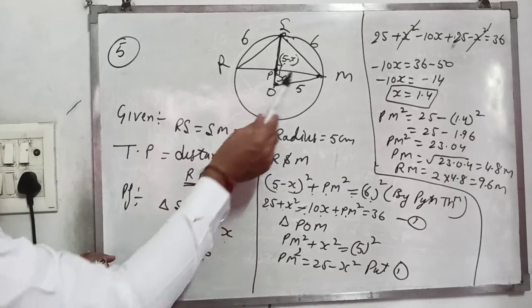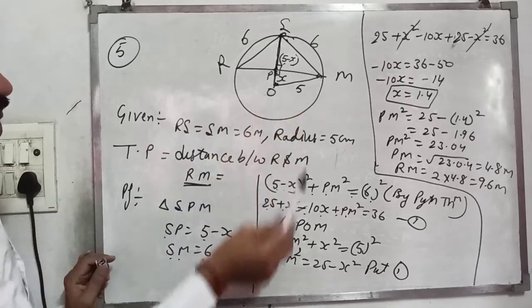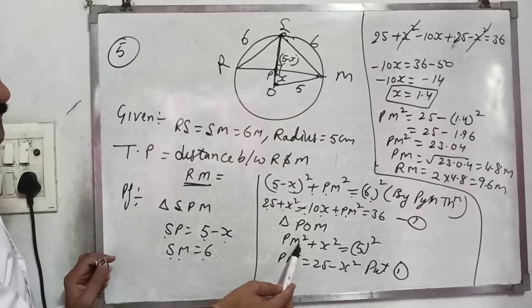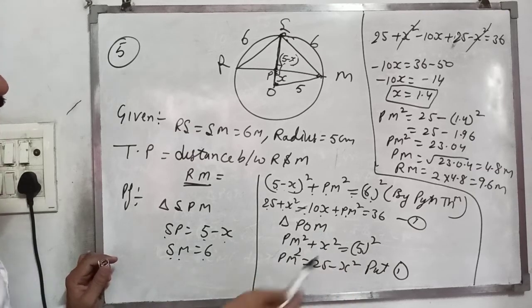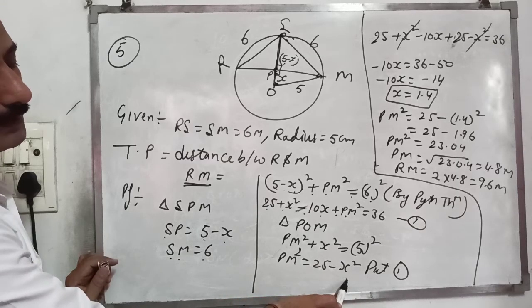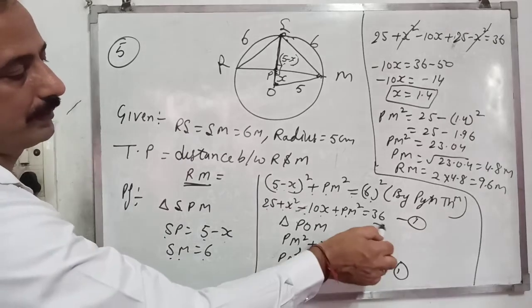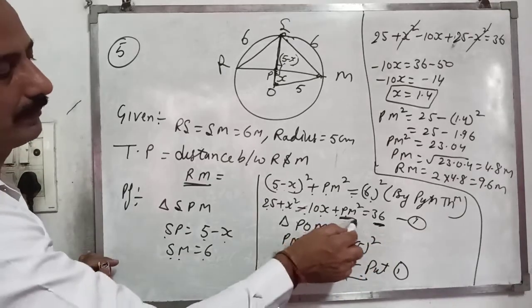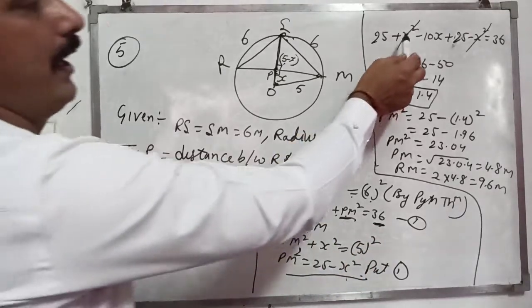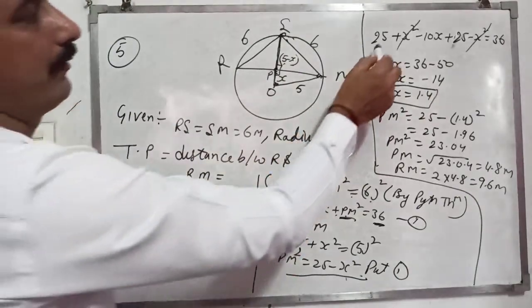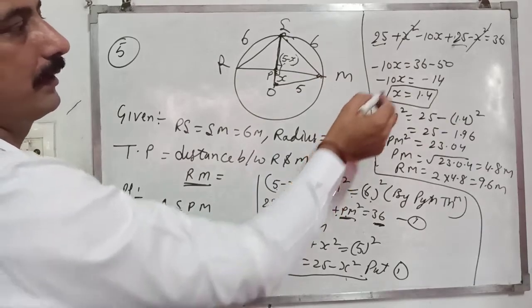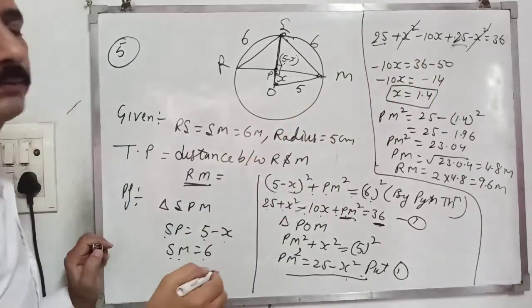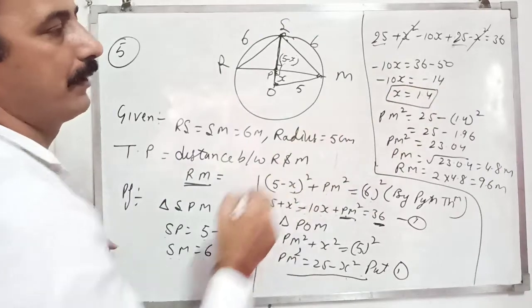Now we use the another triangle, that is PMO. So in PMO, MP square plus x square equal to 25, that is the square of 5. So MP square equal to 25 minus x square. So this value is put in the equation number 1 in the place of MP square. So you get x square is cancelled with x square, and 25 plus 25 you get 50. So converting to the other side, minus 10x equal to minus 14. So x is equal to 1.4.